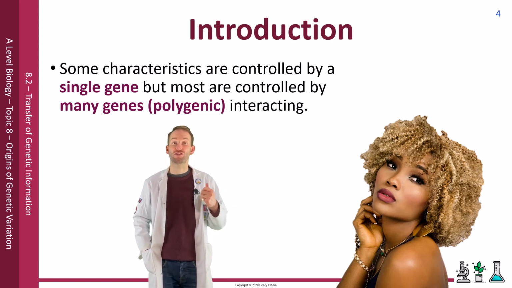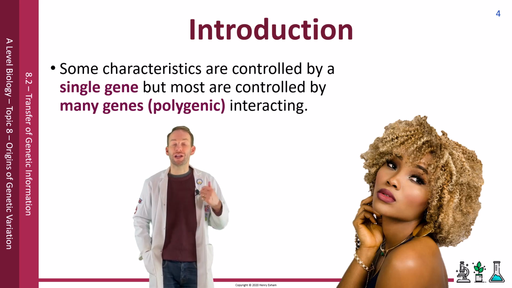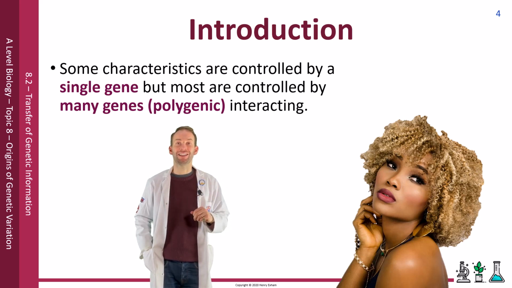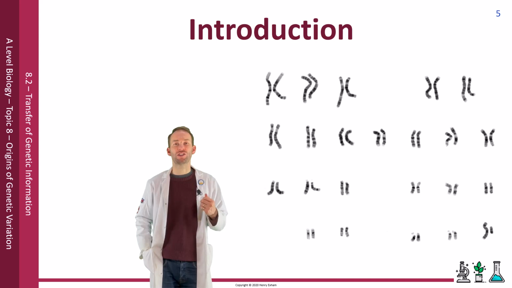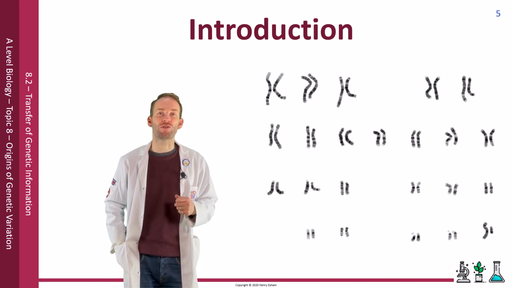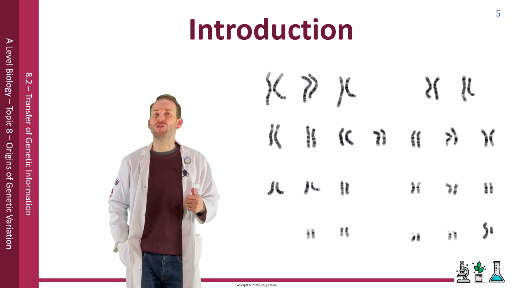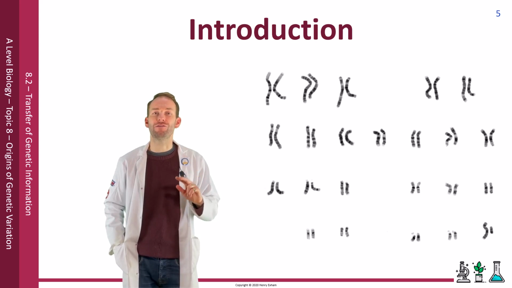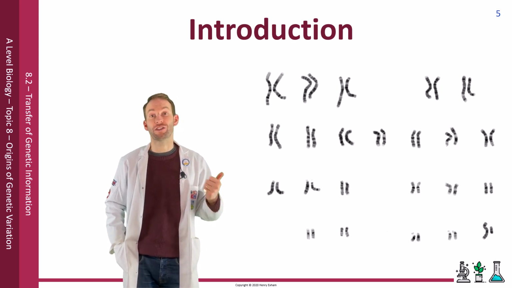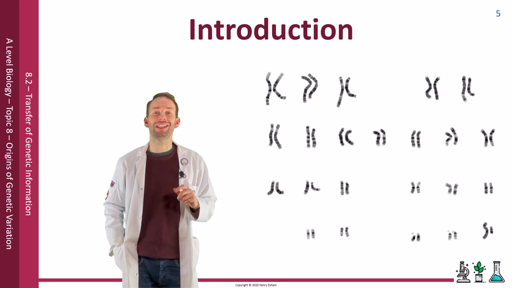Now some characteristics are controlled by a single gene, which we call monogenic, but most are controlled by lots of genes, which is what we call polygenic, and how those genes interact. As mentioned already in this course, your typical cells in humans have 46 chromosomes in the nucleus, but they can be arranged in 23 pairs, one inherited from your mother and one from your father. Therefore, you actually have two versions of every single gene. One version inherited from your mother and one inherited from your father. And we call these versions of genes alleles.